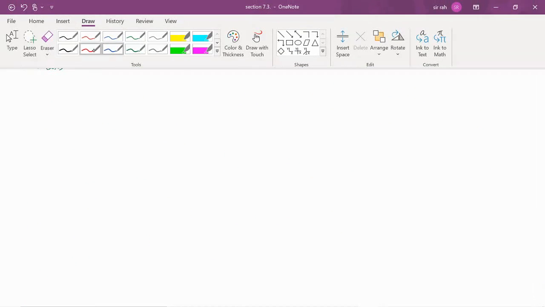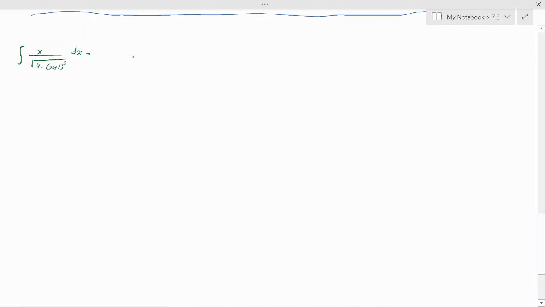I picked this example for the reason. You notice that this denominator has square root of 4 minus x plus 1 squared. So it's not x squared anymore, it's x plus 1 squared. So what you can do is you can use a substitution first. Let me rewrite. Okay, so first you can write this in terms of a new variable. Call it u or something.